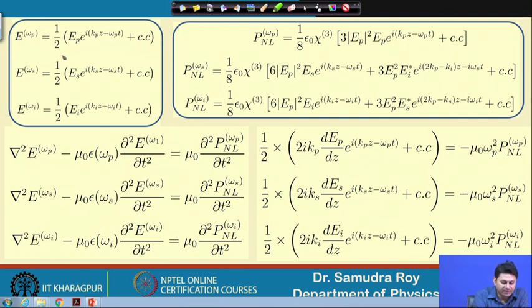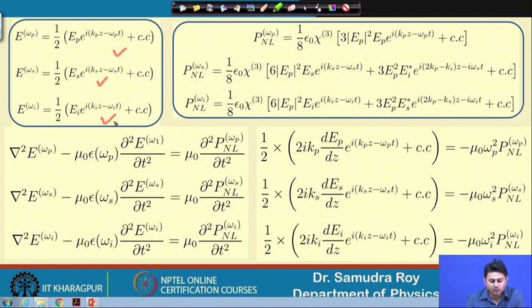First, I have written the definition of our electric fields: E p is defined by half E p e to the power i (k p z minus omega t) plus complex conjugate. In a similar way, I write E s and E i. This is the definition of the electric field that we have been using several times. So E omega p, E omega s and E omega i are known.